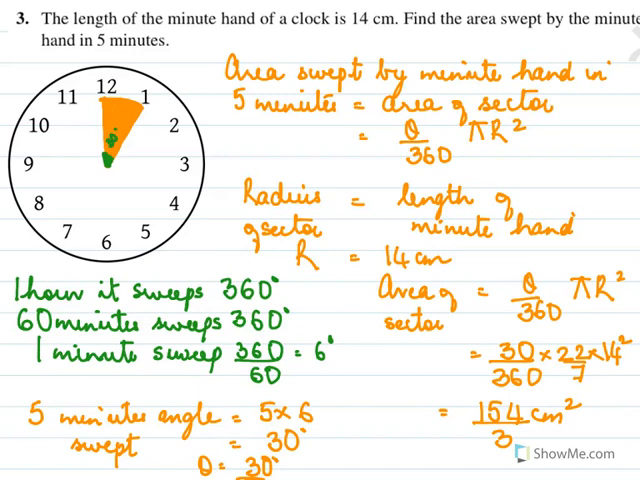In this sum, these steps are very important. In 60 minutes, it sweeps 360. It takes a full circle in 1 hour. Therefore, in 1 minute, 360 divided by 60, that is 6 degrees. This remains standard for a clock. Every 1 minute, it sweeps an angle of 6 degrees.